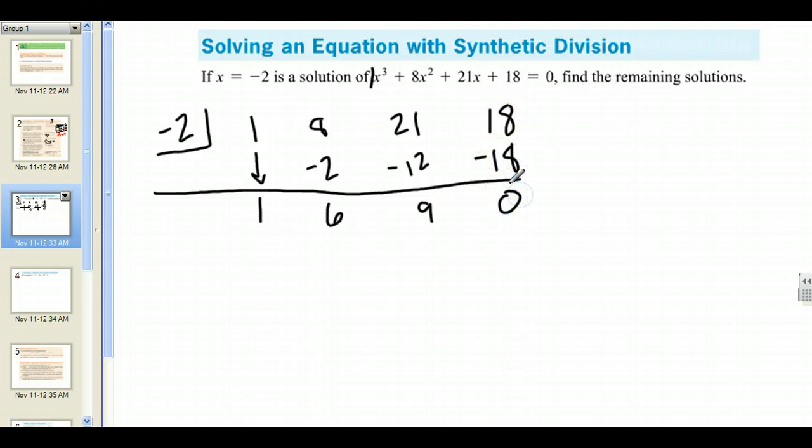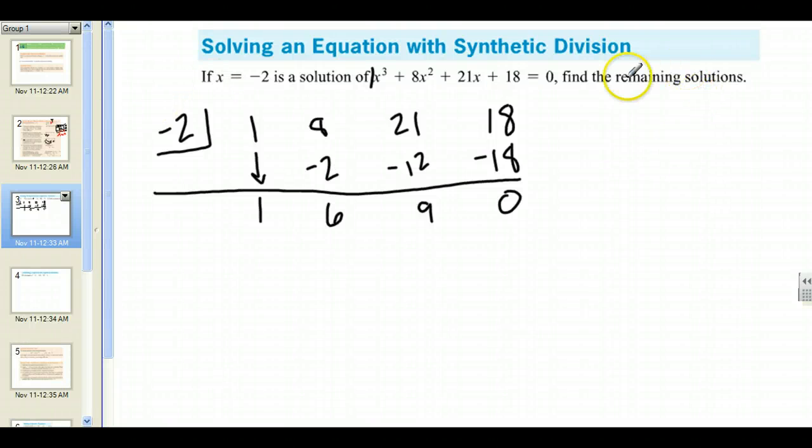That cancels. Alright. So again, if this really is a solution, then this should always sum to 0 at the end. If they tell you a number is a solution and you don't get these last two to sum to 0, you did something wrong in your synthetic division somewhere. Okay?